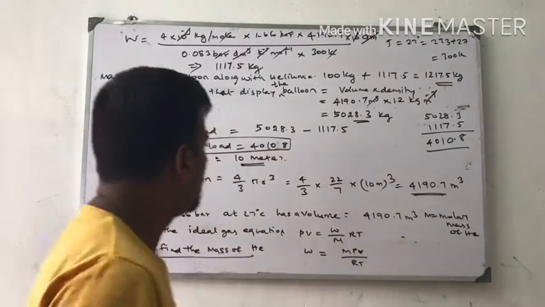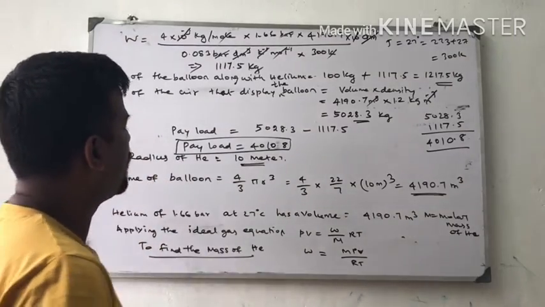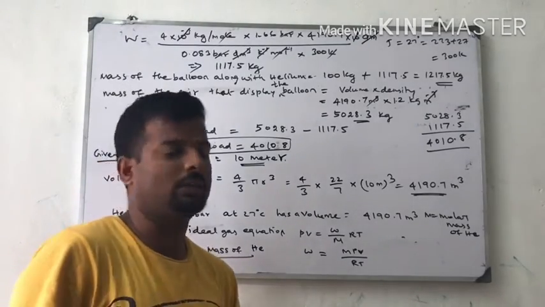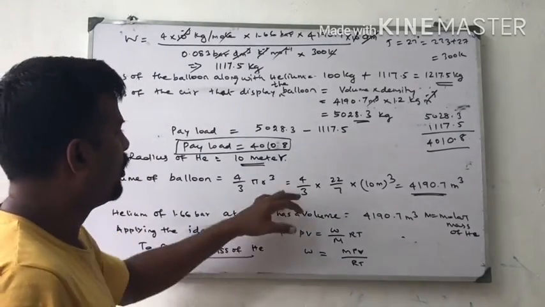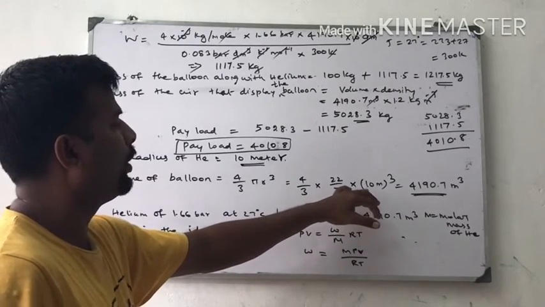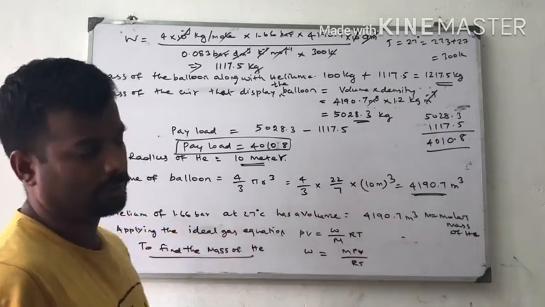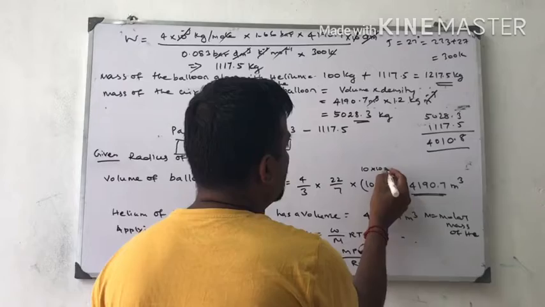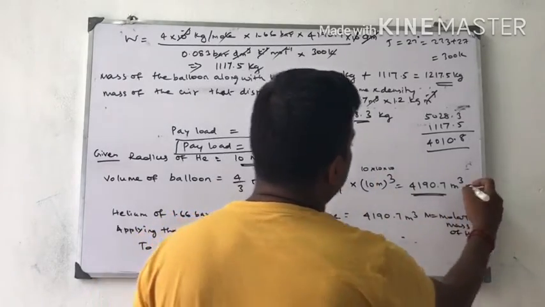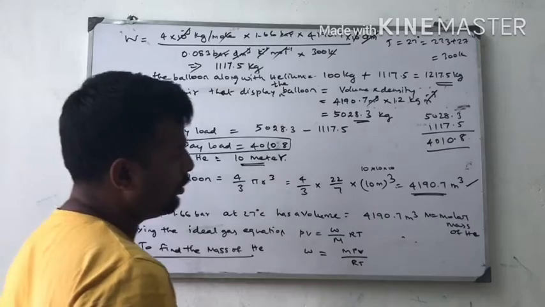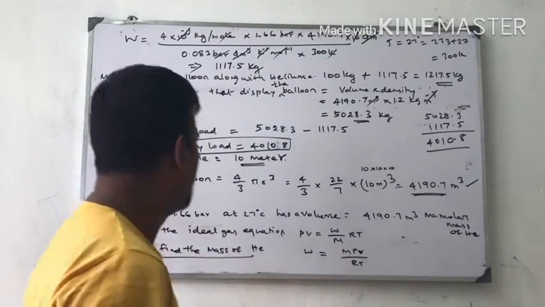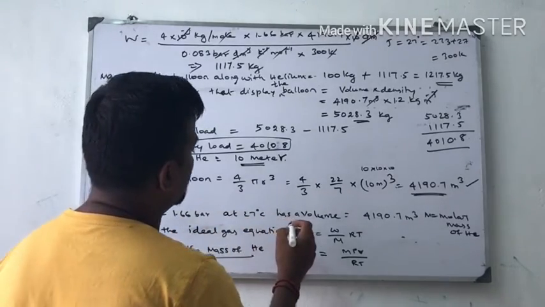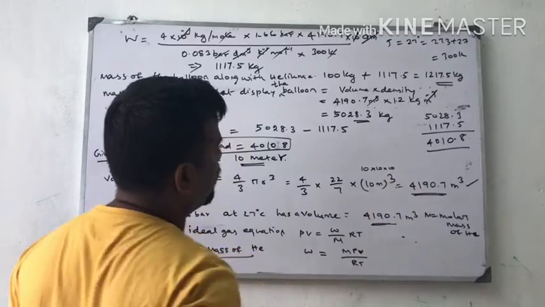Here the radius of the helium balloon is given as 10 meter. Volume of the balloon: the balloon is a sphere, so the formula is 4 by 3 pi r cube. 4 by 3 into 22 by 7 into 10 into 10 into 10 meter cube. On multiplying and simplifying, you get the answer of 4190.7 meter cube. Next, helium of 1.466 bar at 27 degree has a volume this much, we find it.